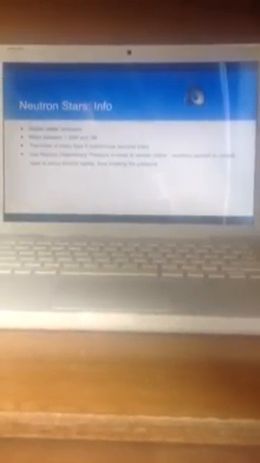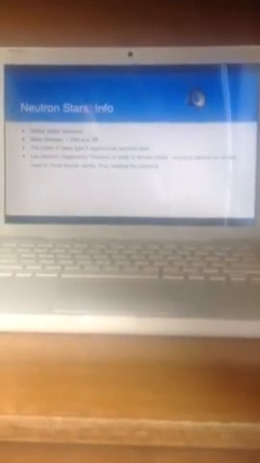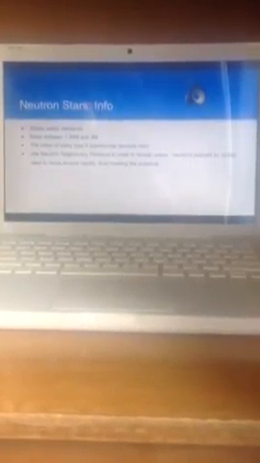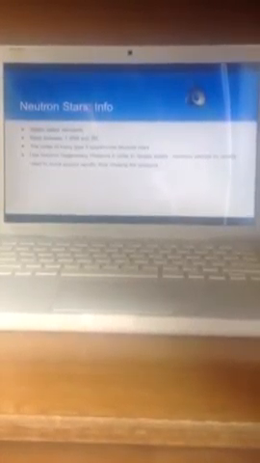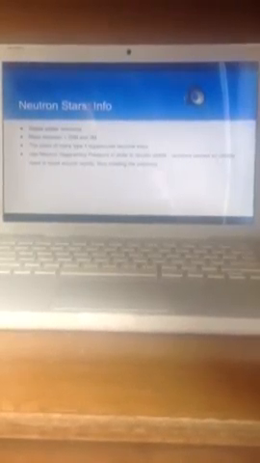Here's some basic info on neutron stars. They are comprised of stellar remnants. Their mass is between 1.25 and 3 solar masses. The cores of type 2 supernovas become neutron stars, and there's a lot of pressure needed in order for the neutrons to remain stable.